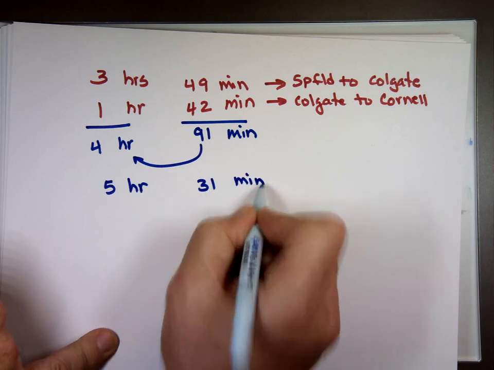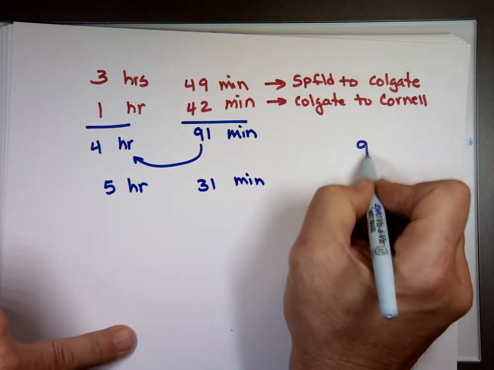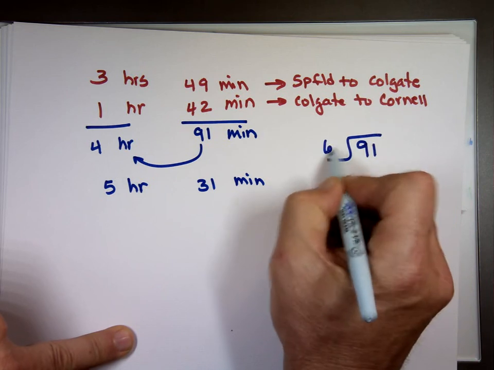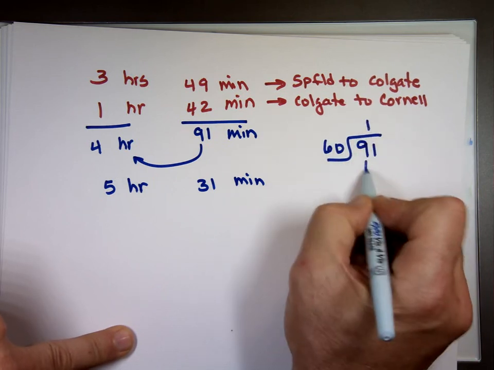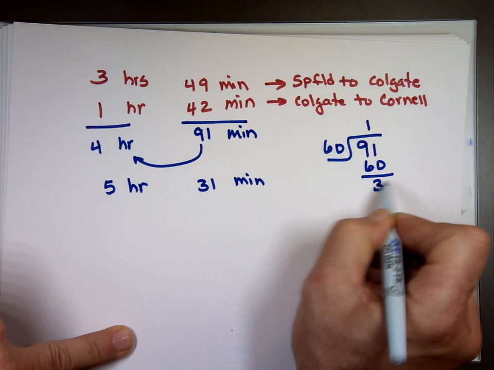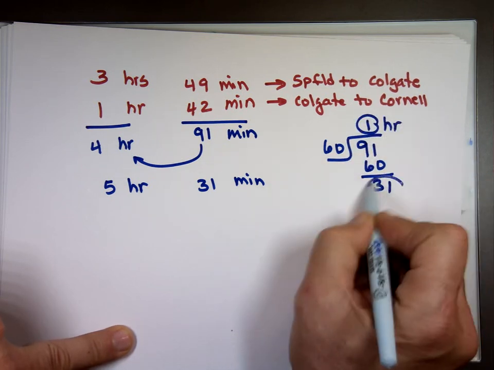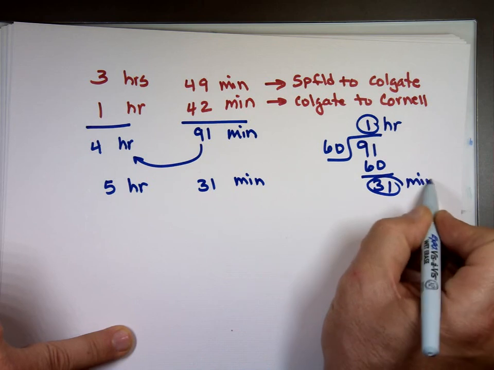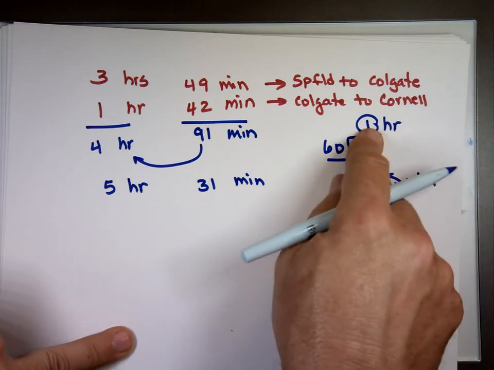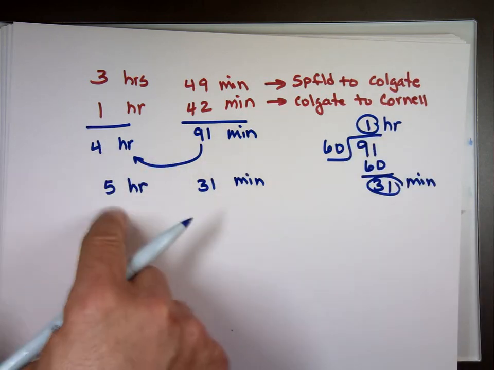Because if you take 91 and divide it by 60, you will have 1 times 60 is 60, the remainder is 31. So it's 1 hour, this is hour here, and this is the 31 minutes. So when you take that 1 hour, add it to the 4 hours, you end up with the 5 hours and the 31 minutes.